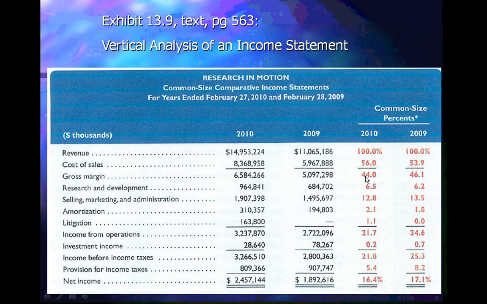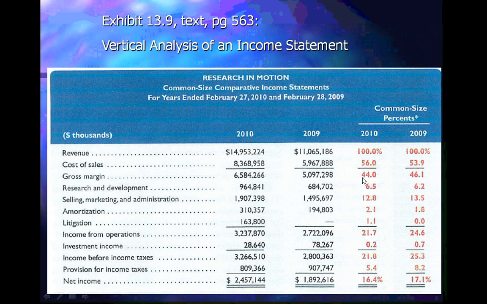44% is gross profit. Now of that 44%, I took this 965 number, rounding, divided by 14953, and I got 6.5%. So of this 44 cents in gross profit, I spent about 7 cents. That leaves a little bit less. Selling, marketing, administration, wow, 12.8%. I got that by 1907 divided by 14953. Here you go, 12.8 cents. And amortization 2.1, 1.1. So after 44 cents, take these numbers out, I'm left at 22 cents, 21.7 to be exact.